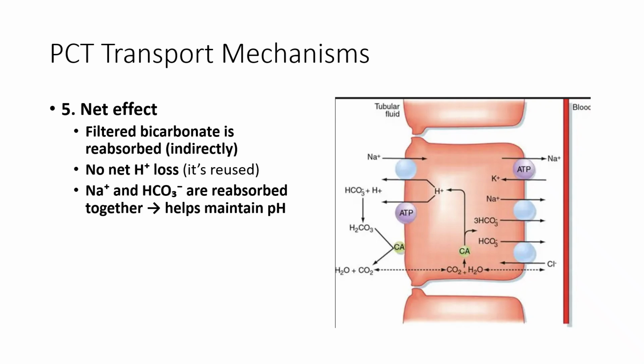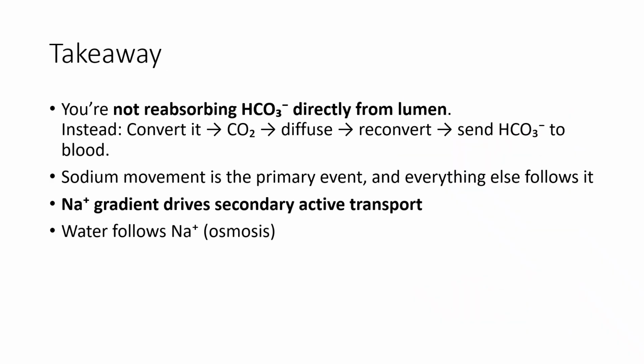So the net effect of all this is that the filtered bicarbonate is reabsorbed indirectly. No net H+ is lost because it is regenerated, secreted, and reabsorbed again, and Na+ and bicarbonate are reabsorbed together. As I said, there is no charge disparity, so it maintains the pH. The final message is that you are not directly reabsorbing bicarbonate; instead you use the enzyme carbonic anhydrase at both the luminal and cellular level, which converts it into CO2, making it easier to diffuse inside the cell, where it is converted back into bicarbonate to get into the blood.